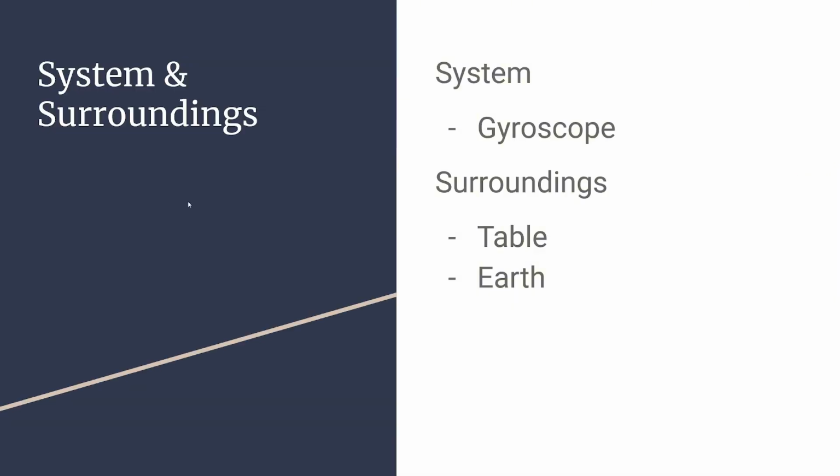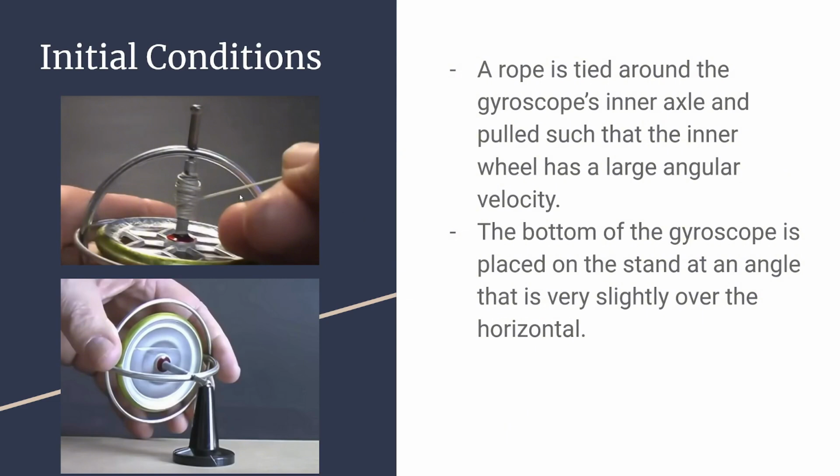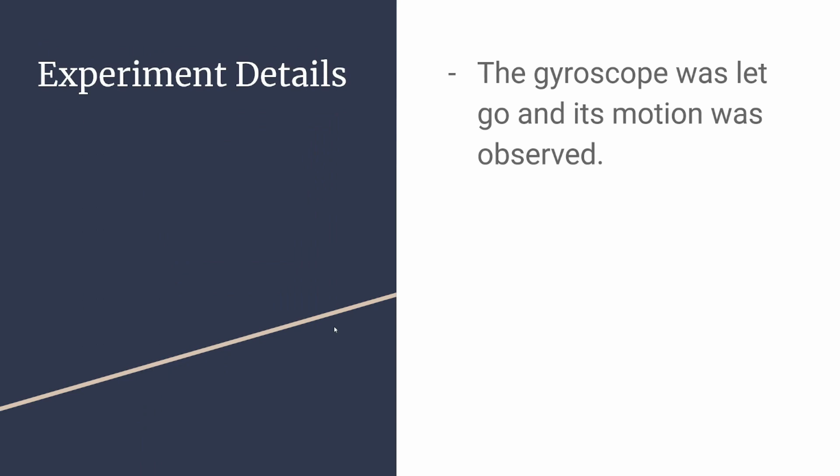Here's the experiment itself. The system was a gyroscope and the surroundings were the table and the earth. The rope is tied around the gyroscope's inner axle and pulled such that the inner wheel has a large angular velocity, as you can see down here. The bottom of the gyroscope is then placed on a stand at an angle that is very slightly over the horizontal, so almost perfectly perpendicular. The gyroscope was then let go and its motion was observed.